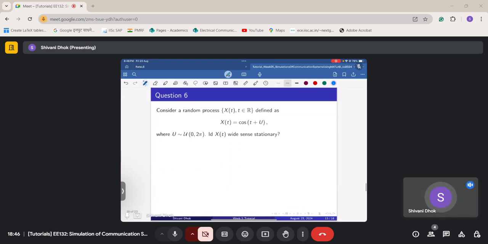From now, these are some other questions which were not a part of last year's assignment. These are some additional questions which will help you understand some properties of your wide sense stationary processes and some properties of your AWGN process. One question I have taken on purpose, which will be helpful in your coming assignments or coming weeks' content. So let's start with question 6.